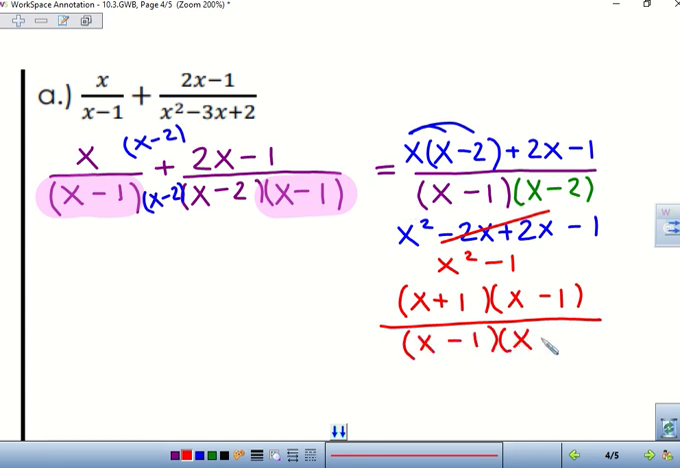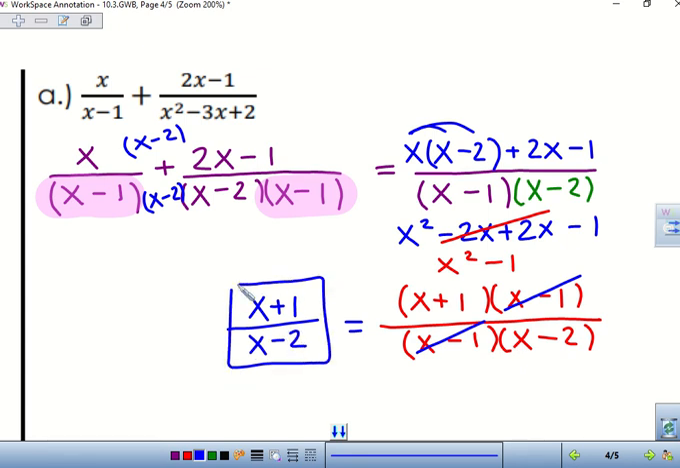And now, what do you notice we can do again? Cancel. So my final answer is x plus 1 over x minus 1. And that's all we can do with that. Make sense? Perfect.